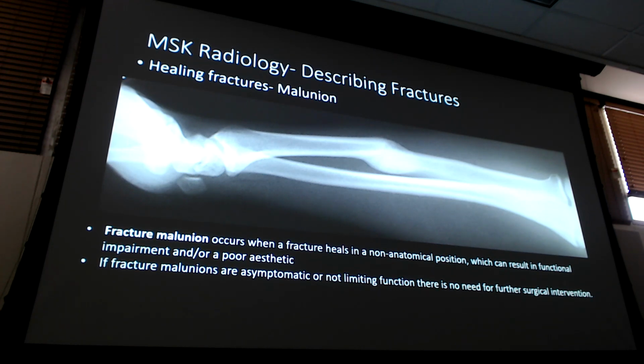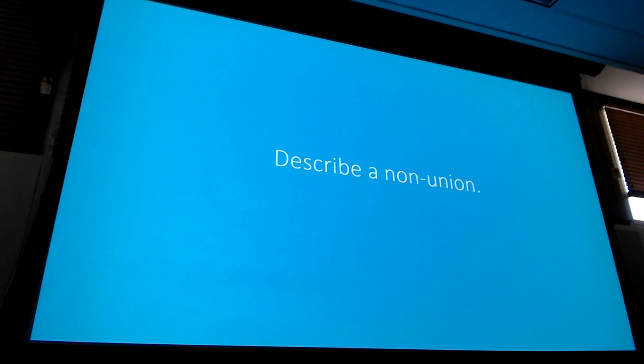Now, if they're not able to do their stuff, they're having pain, or they're not able to do their activities, their hobbies, their job, that's gonna need to go to ortho. They're gonna need to re-break that bone, set it again, probably put some hardware in this time, and get it to heal like it's supposed to. But that's only if it's affecting their life. Otherwise, they're just gonna have a funky bone bump for the rest of their life. Not a big deal. But that's your malunion.